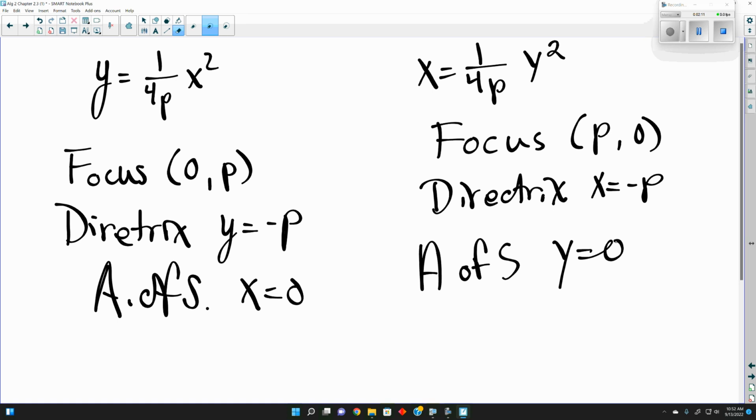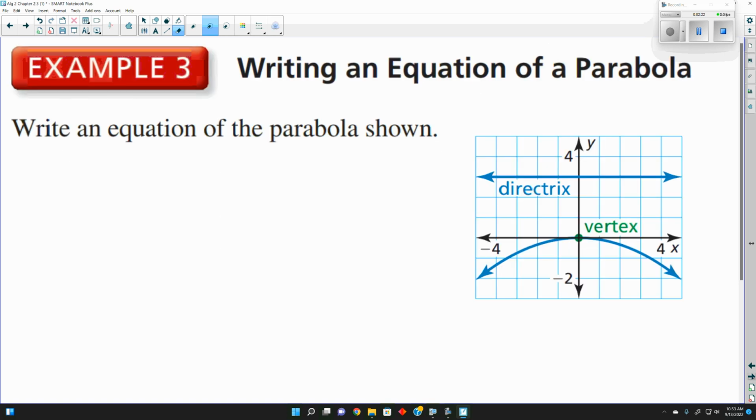Now, yesterday we looked at the equations. We were given an equation, and we wanted to find the focus, directrix, or axis of symmetry. We're wanting to find all these different parts. What we're doing today is, given the equation or graph, we want to find the equation itself.